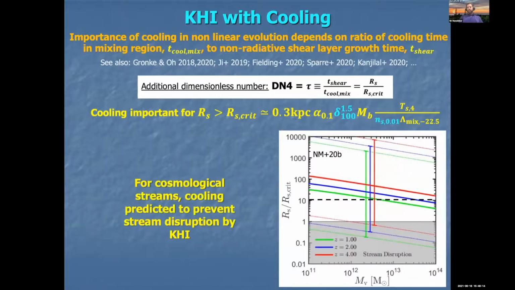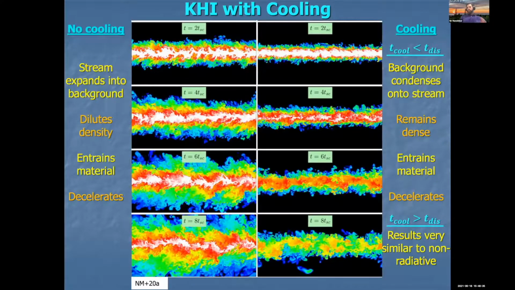And if you plot this R_stream divided by R_stream,crit, again as a function of halo mass and redshift, you learn that for the majority of the expected parameter space, streams are expected to be larger than this critical radius, which implies that cooling is going to be very important and can act to stabilize the stream. How does that stabilization work? These are results of simulations run on the left without cooling and on the right with cooling in that regime of strong cooling, where the cooling time is short compared to the disruption time.